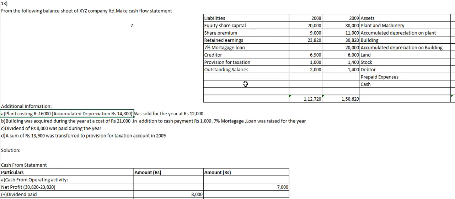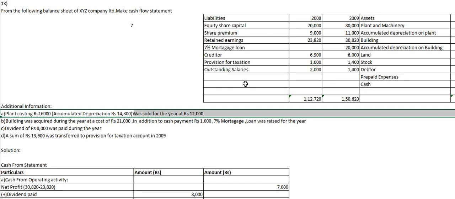Plant costing rupees 16,000, with accumulated depreciation of rupees 14,800, was sold during the year at rupees 12,000. So the plant costing 16,000 has an accumulated depreciation of 14,800. So 16,000 minus 14,800, the balance is 1,200. The written down value of the asset is 1,200, but it was sold for 12,000, which means it is sold at a profit. So what is your profit? 12,000 minus 1,200, which is 10,800, is nothing but your profit on sale of plant.